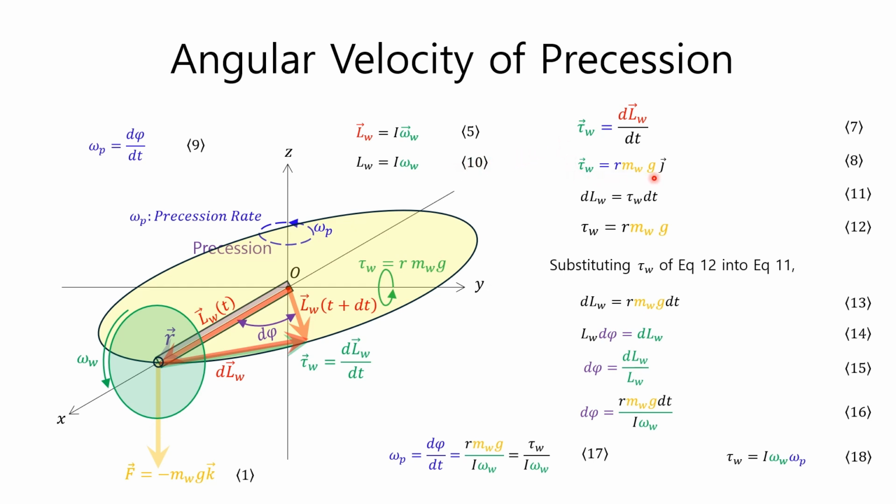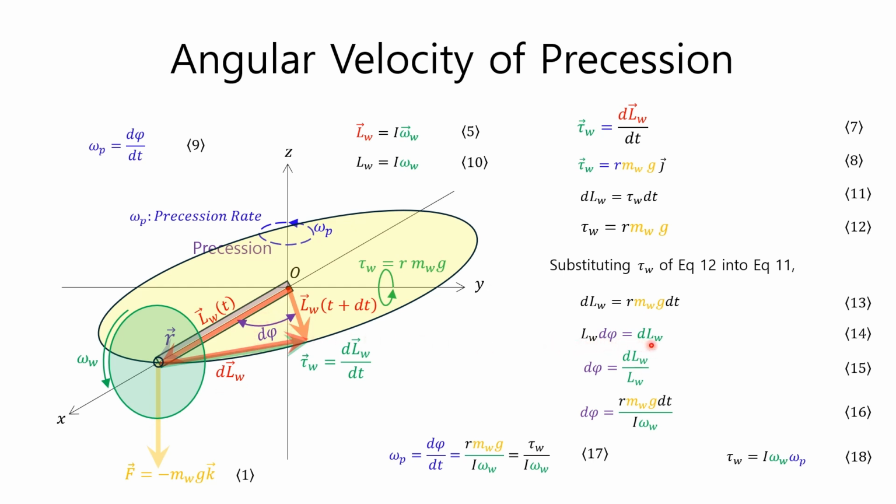Also, if equation 7 obtained above is rearranged into a scalar expression for dLw, we can obtain equation 11. The torque vector τw of equation 8 can be expressed as a scalar expression, as equation 12. If we substitute the scalar quantity of the torque τw of equation 12 into equation 11, we can obtain equation 13 for the infinitesimal angular momentum dLw. Continuing, from the geometric relationship between the angular momentum vector Lw and the infinitesimal angular momentum dLw in the figure, we can obtain equation 14.